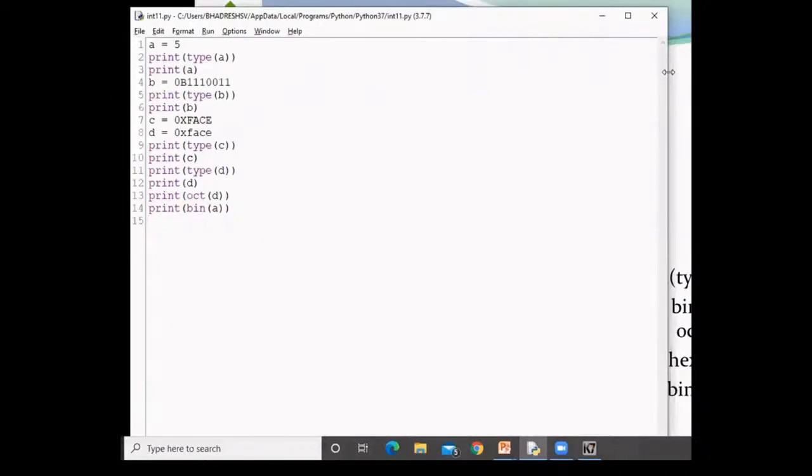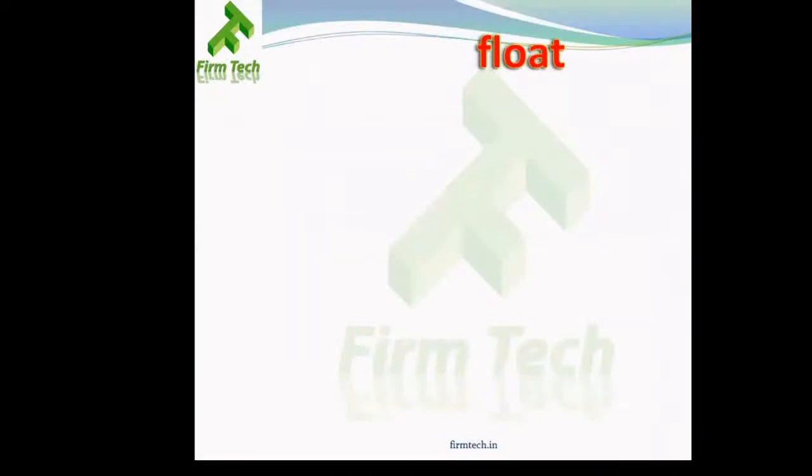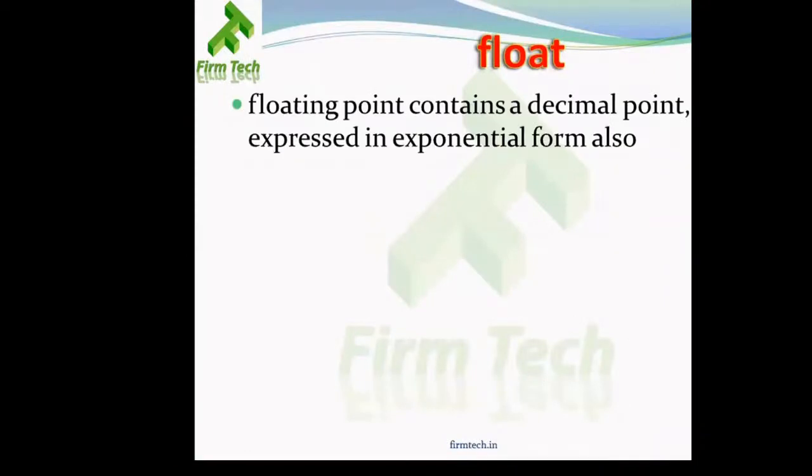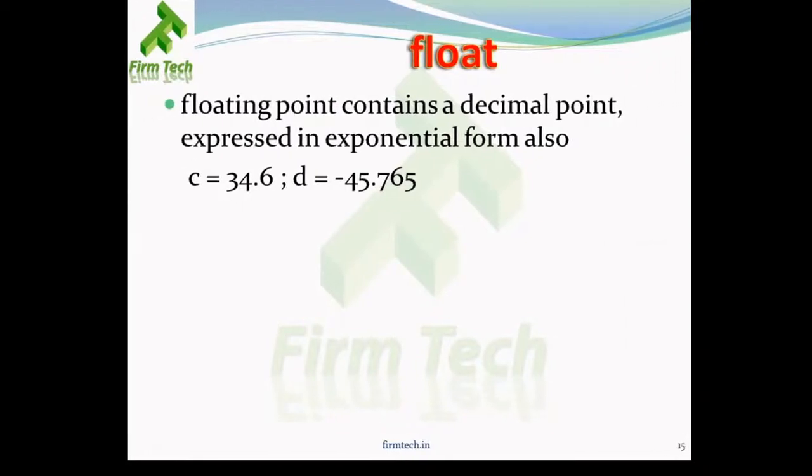Floating point numbers. The floating point numbers will contain a decimal point, and in Python we can write floating point numbers using exponential form also. That is C is equal to 34.6 and D is equal to minus 45.765, and we have written E as 356.3 E5, that is 3 into 10 to the power of 5, and here F is equal to 3456.6 e power minus 7, that is 3456.6 into 10 to the power of minus 7.